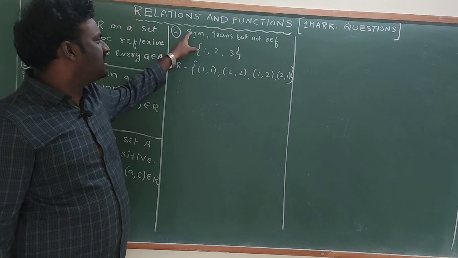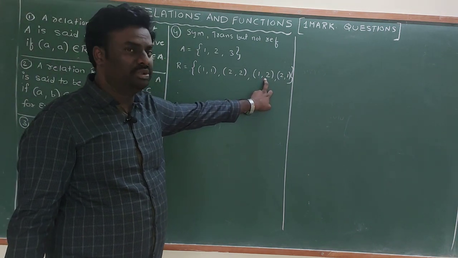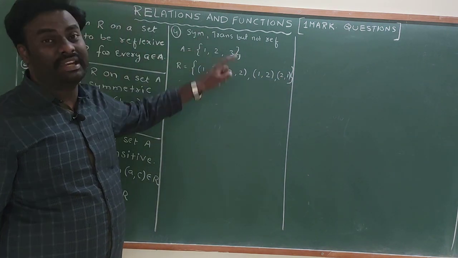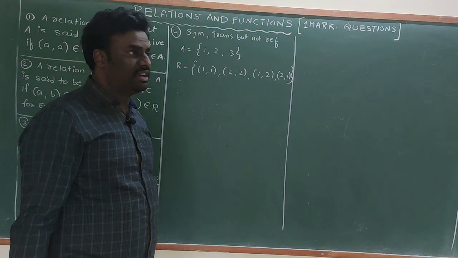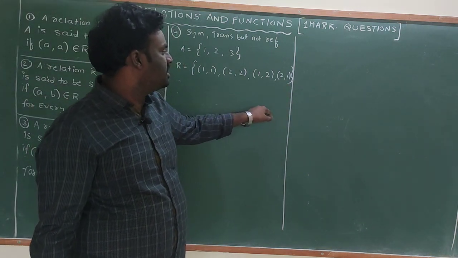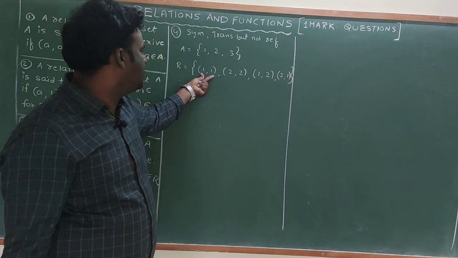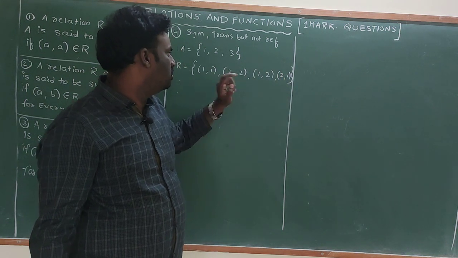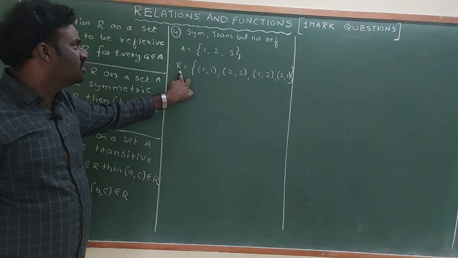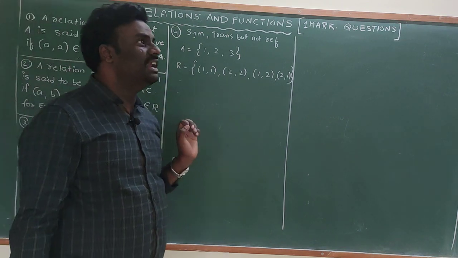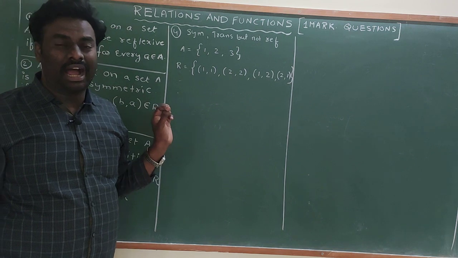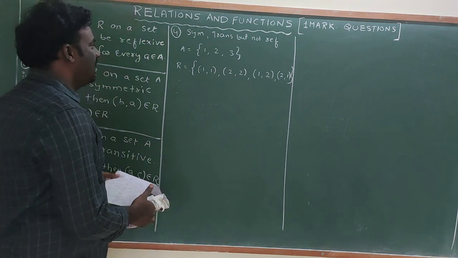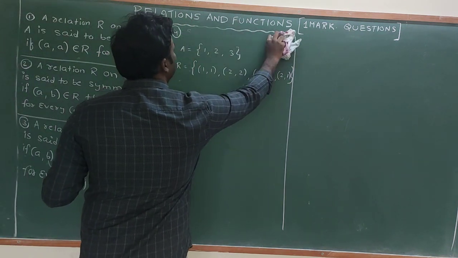Okay. We will check whether it is symmetric or not. If you take the pair (1, 2), the reverse of this pair is (2, 1), which is there in this relation, so it is symmetric. We will check whether it is transitive or not. If you take (1, 2), (2, 1), the resultant pair is (1, 1), which is there in the relation R. If you take (2, 1), (1, 2), the resultant pair is (2, 2), which is also there in the relation R. So this is an example of a relation which is symmetric and transitive but not reflexive. That is the answer for question number 4.